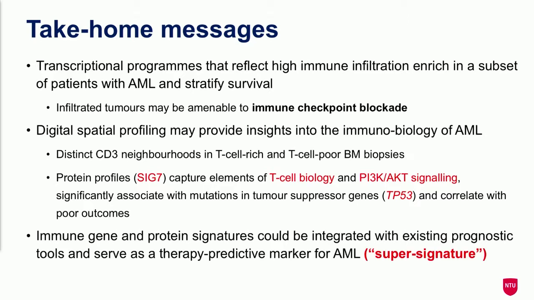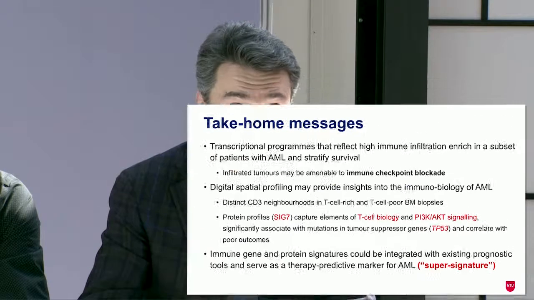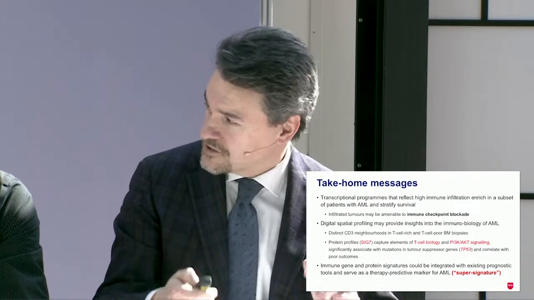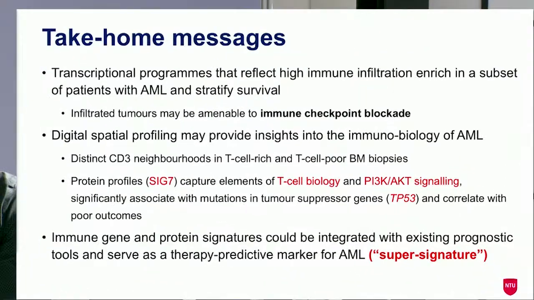This is really my vision about these studies and where this field is going. Immune gene and protein signatures could be integrated with existing prognosticators, and they may serve as therapy-predictive markers for AML. They can really support the development of a kind of super signature to better stratify patients.